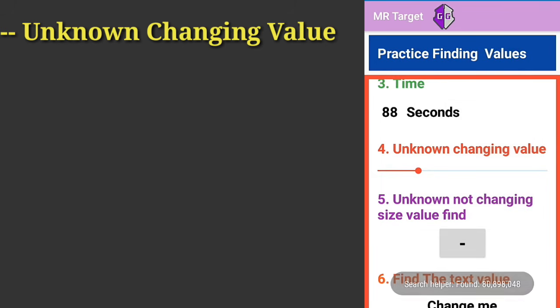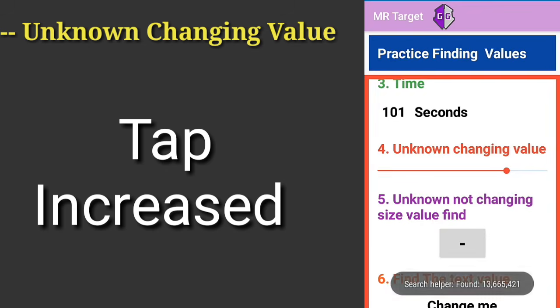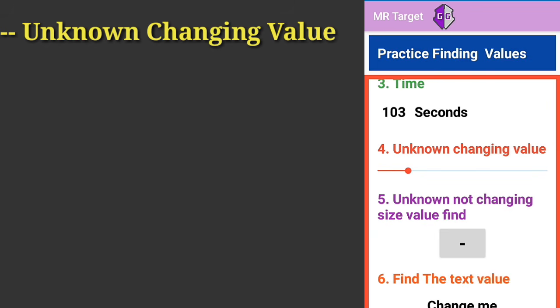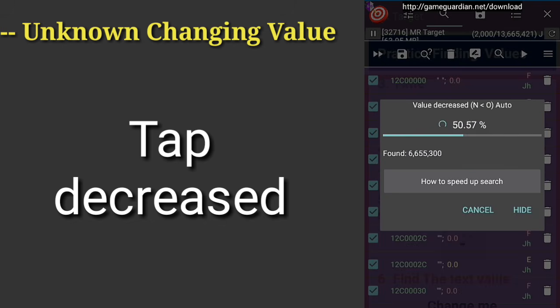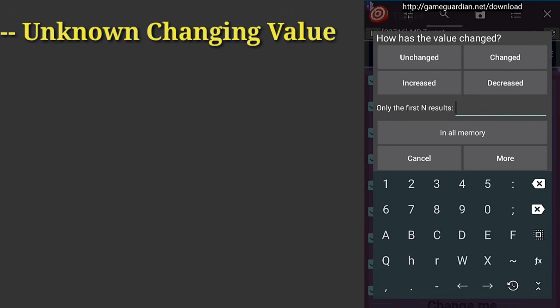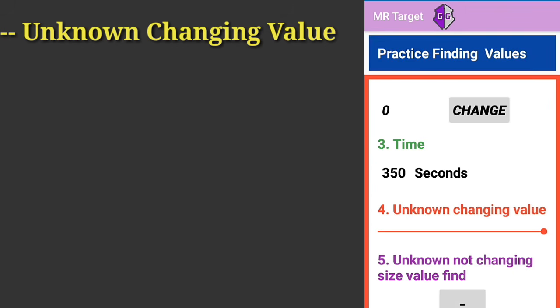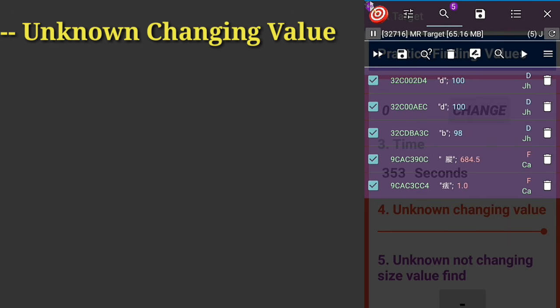Now increase the value and go to the Game Guardian. Search increased. Now decrease the value. Again go to the Game Guardian and search decreased. Repeat this process until you find some values. I will meet you after finding some values. 20 minutes later. Now we have found some 5 values. Let's continue the process.